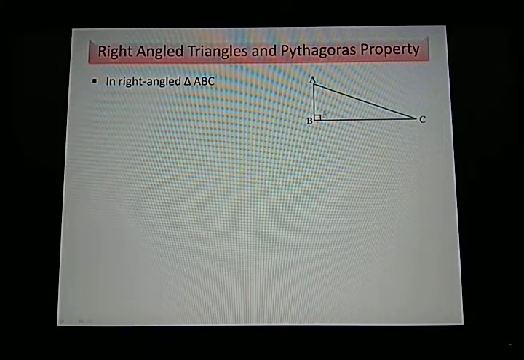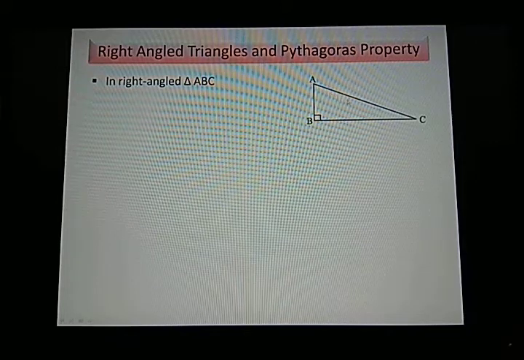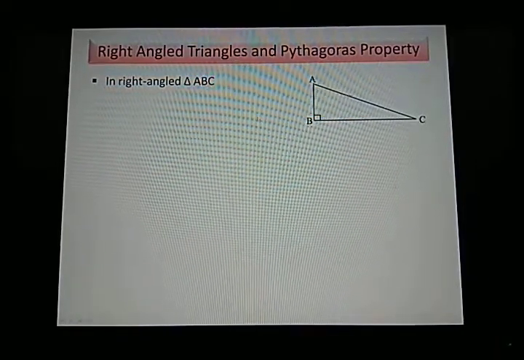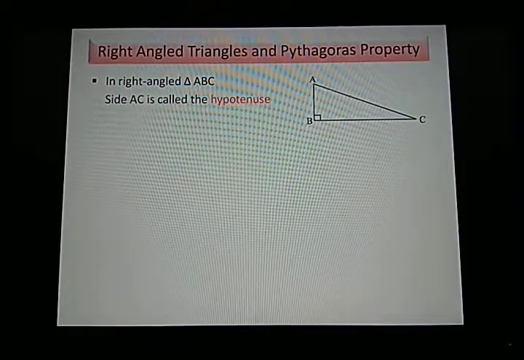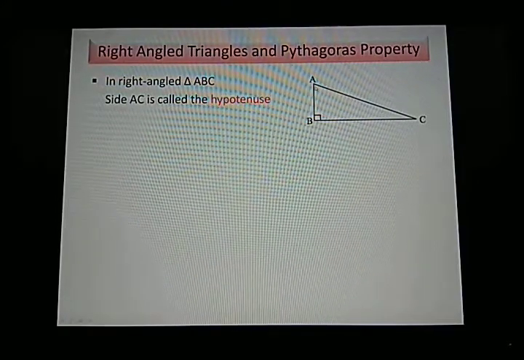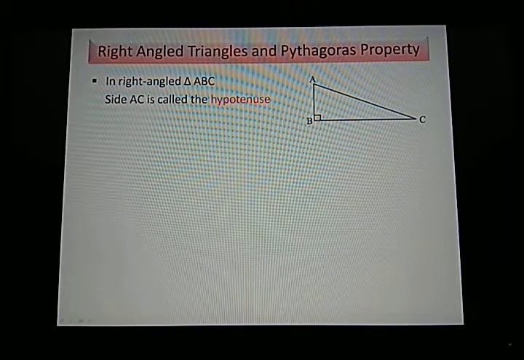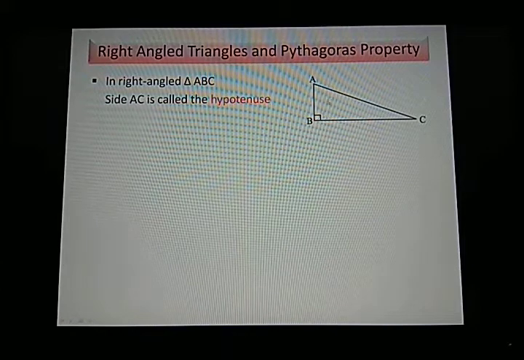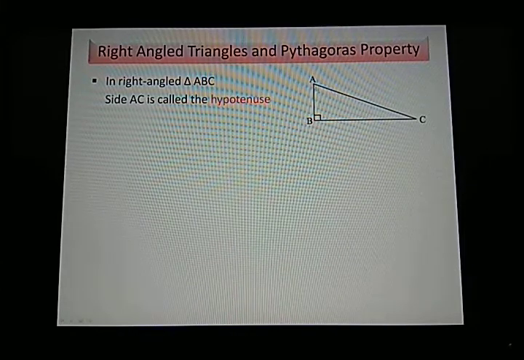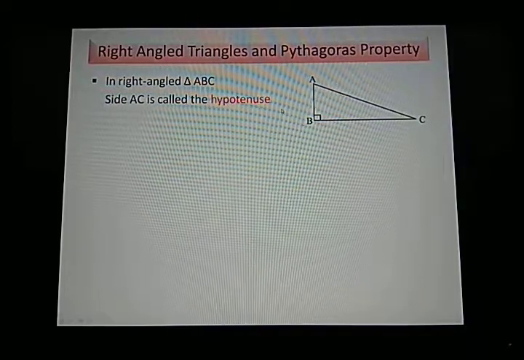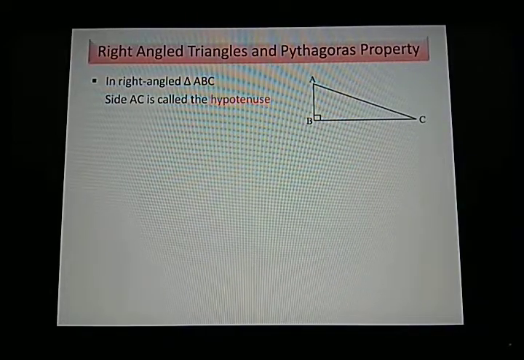Now in a right angle triangle, there are certain names given to the different sides of the triangle. So what are these names? So let us see. Now the side AC, as you can see, is called the hypotenuse. So hypotenuse is that side which is opposite to that right angle. As you can see, the right angle is here, angle B, and the side which is just opposite to that right angle is called the hypotenuse. Here in this case, AC is our hypotenuse.